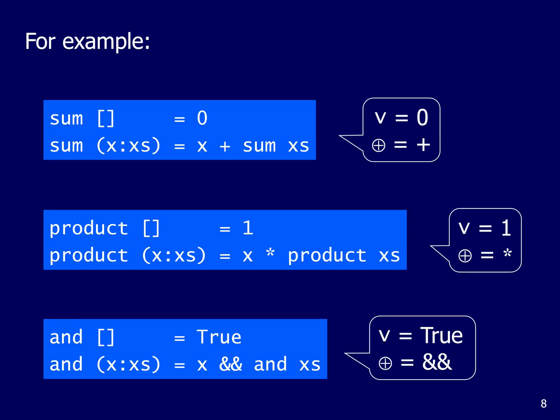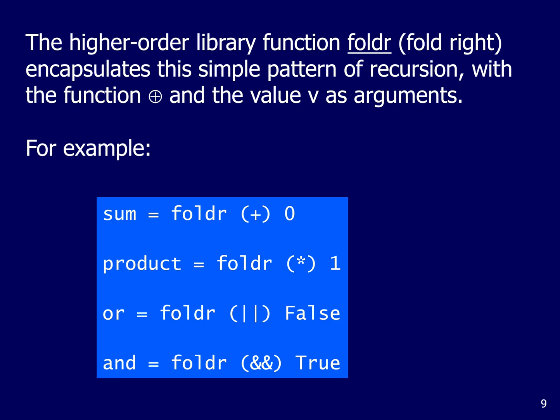Here we have the pattern. Here we have three examples of this in practice. So what the higher order library function called foldr, which abbreviates fold right, does is it encapsulates or abstracts away from this pattern.